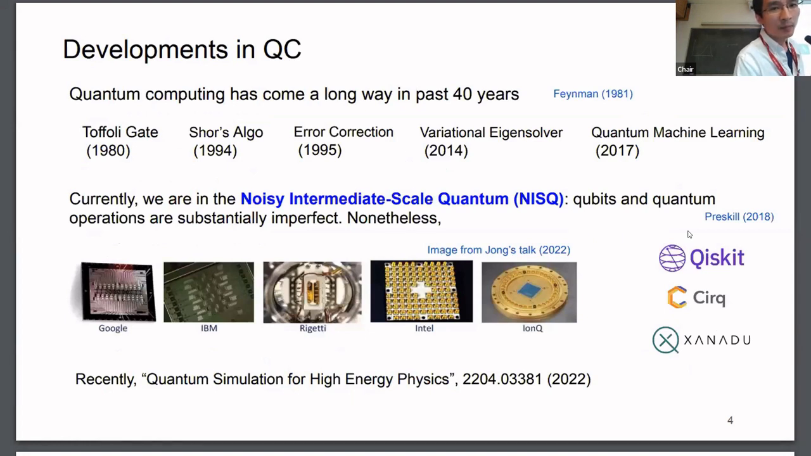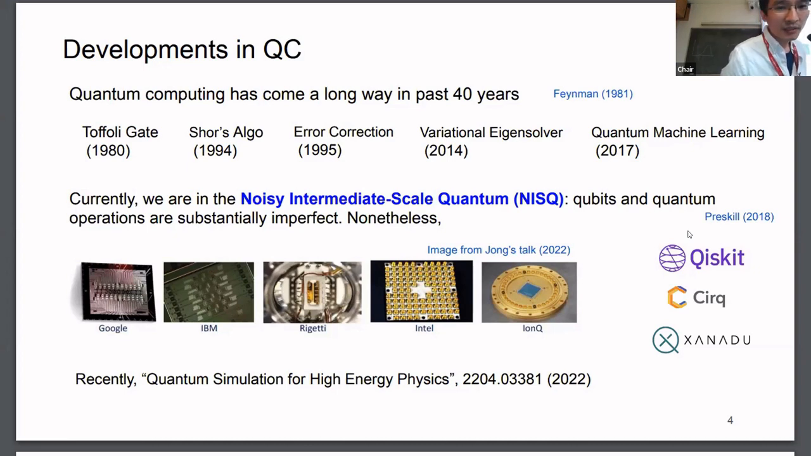We have had rapid development in quantum computing in the past 40 years since Richard Feynman proposed the quantum computer in 1981. We developed universal gates in the 1980s, which allow us to simulate any classical computation. Now we have the Shor algorithm, as we know, for factoring large numbers. And more recently, we have developed the variational quantum eigensolver, and then a lot of applications in many fields have come afterwards.